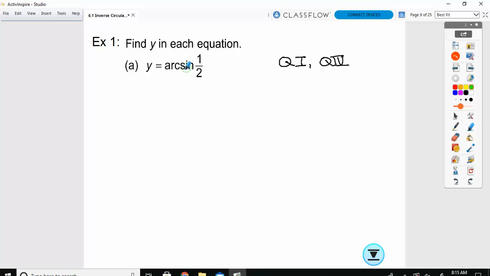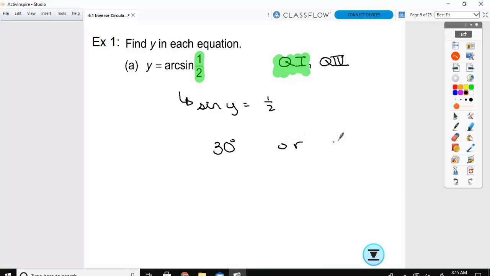Then I look at this number. 1/2 is positive. So in which of these quadrants would it be positive? Quadrant 1. So I'm giving an answer in quadrant 1. So all of this means, it's like saying sine of what angle would equal 1/2? So when is sine 1/2? 30 degrees. Since we're in quadrant 1, 30 degrees is quadrant 1, so that's our answer.